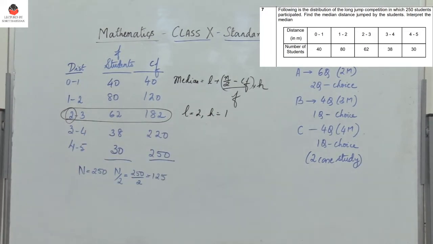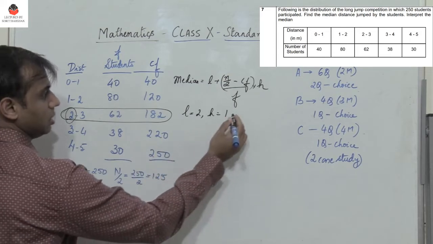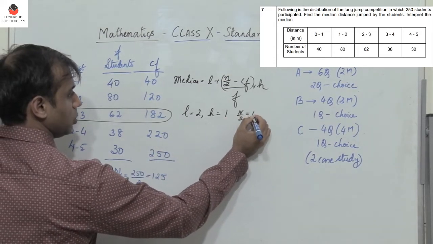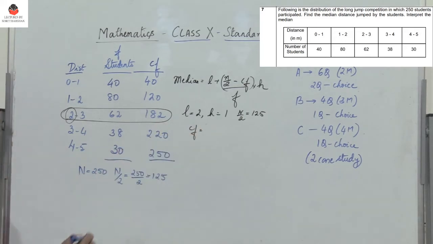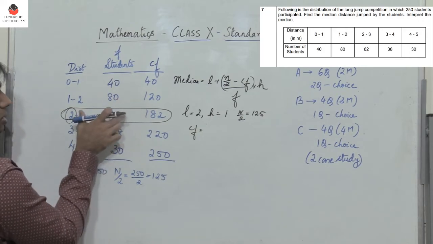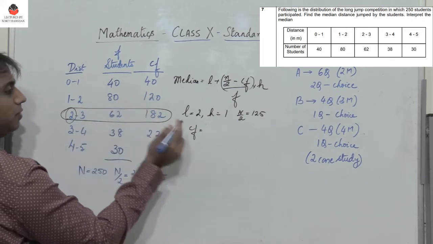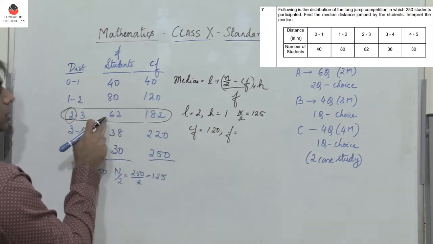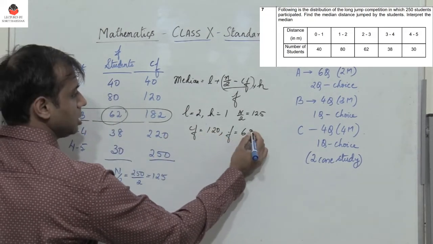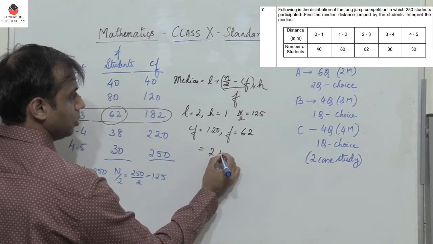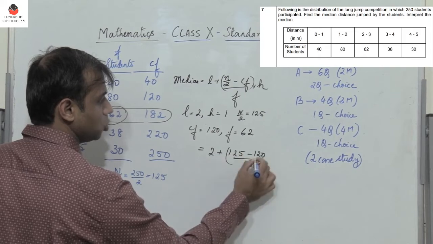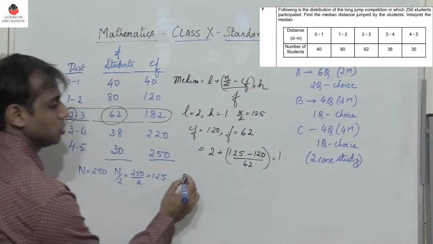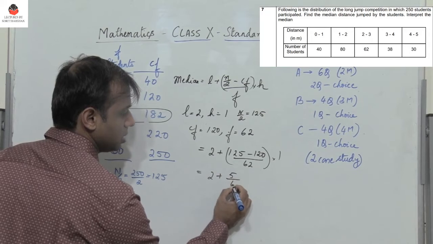And then we have n by 2. So n by 2 is nothing but 125. And then we have the cumulative frequency. The cumulative frequency of the previous one. So this is the median class. The cumulative frequency of the previous one is 120. So we have the frequency of the median class F, which is 62. So therefore the median equals 2 plus 125 minus 120 divided by 62 into H is 1. So you have 2 plus 5 by 62.